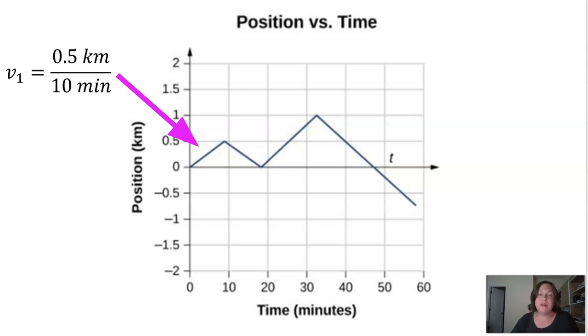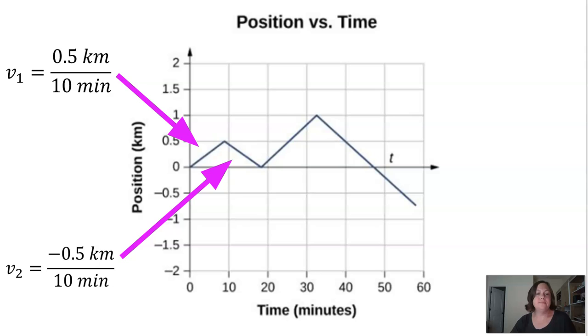Because the line on the graph is linear, we know Jill is moving at a constant velocity. In the first segment of her trip, we can calculate her velocity as 0.5 kilometers per 10 minutes. The velocity is changing for each segment. Notice here that the displacement is negative. This is when she's walking west as opposed to east. The negative and positive velocities indicate direction of travel.